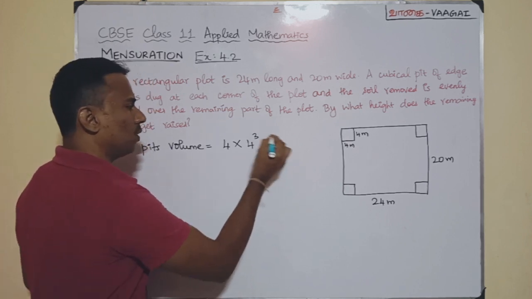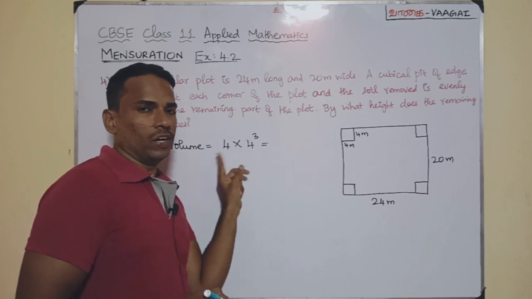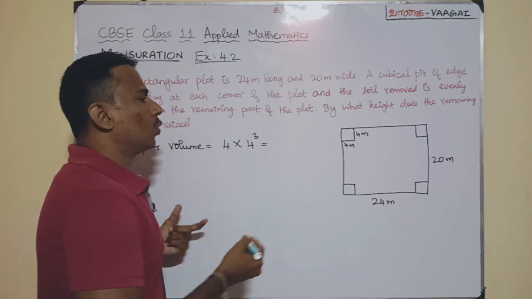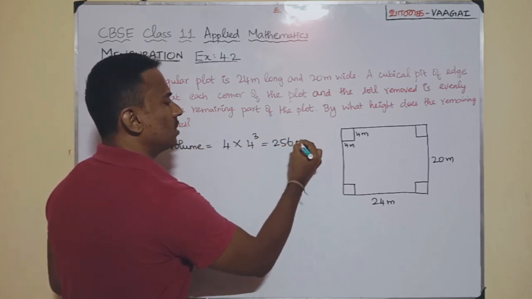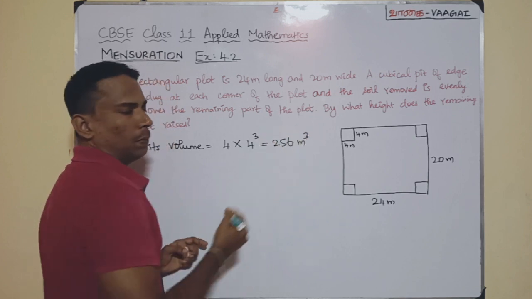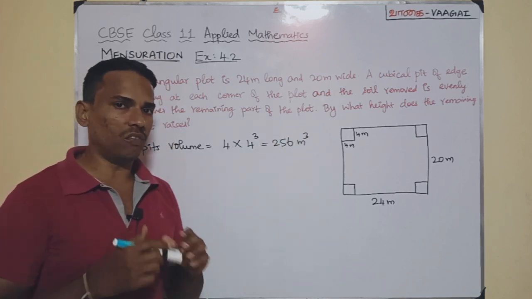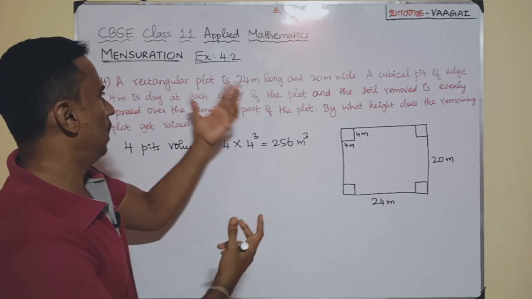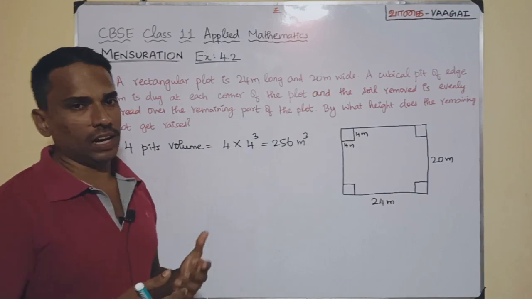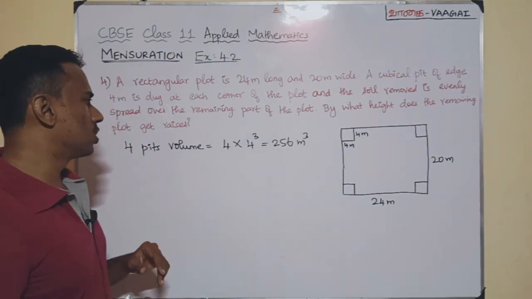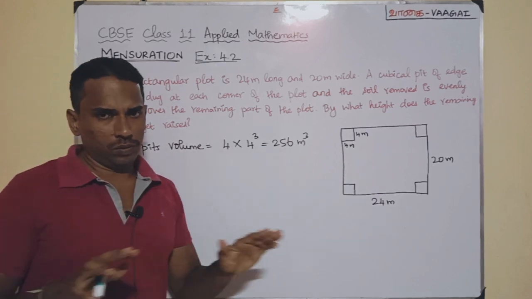So this will be nothing but what? 4 into 4 cube will be 4 into 64, which will be 256, right? So 256 meter cube will be the total volume of sand collected. I mean, the soil collected here. So this is going to be what? So 4 pits volume. This is done.